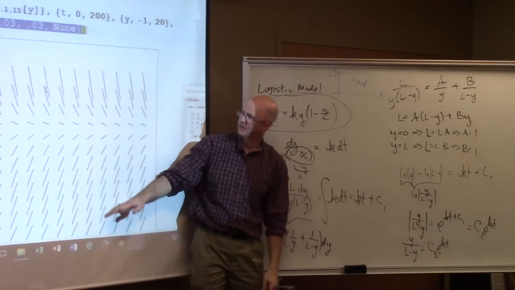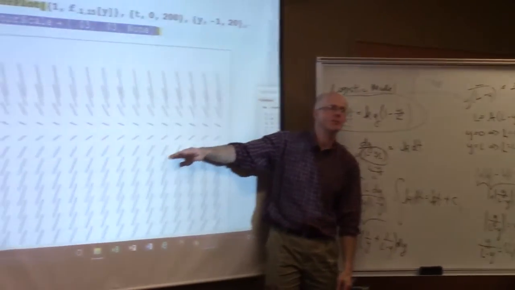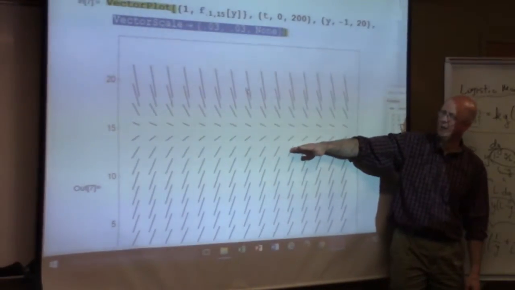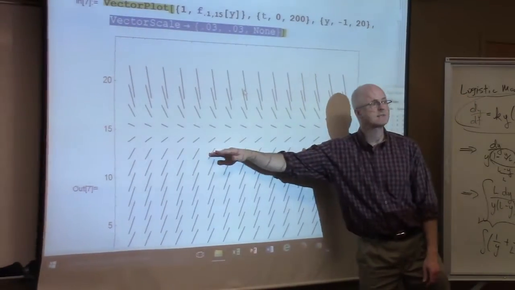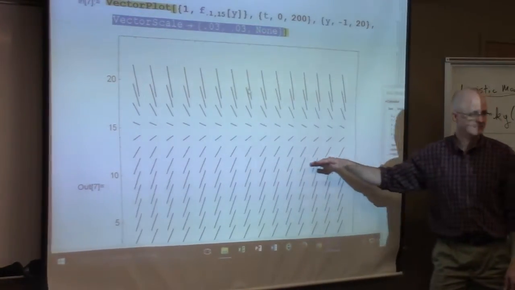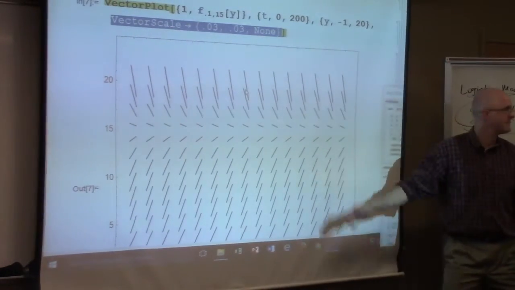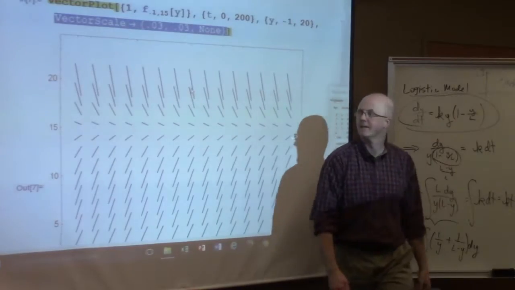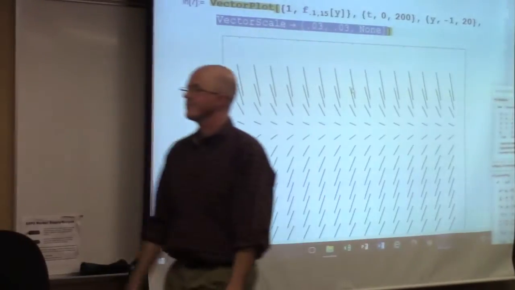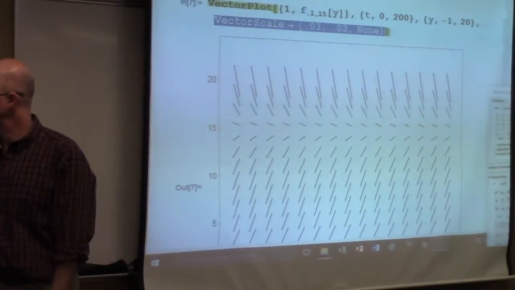You can see you get different slopes for different values of y, but along any given horizontal line, like this one here, all these line segments have the same slope no matter what t is. That's because the right-hand side doesn't involve a t. So there's how to get a nice picture.